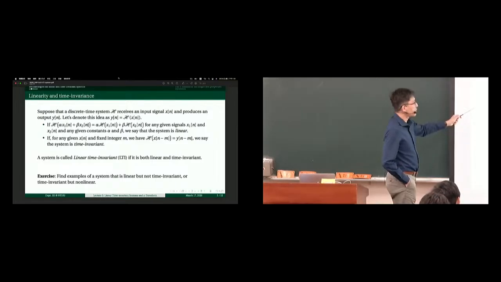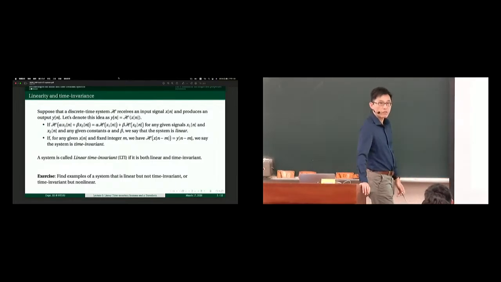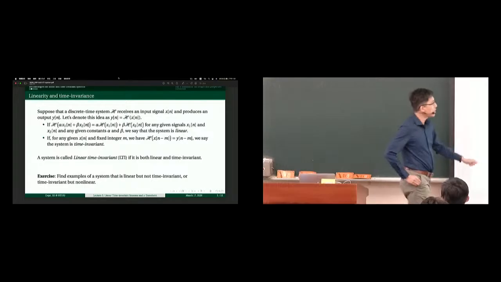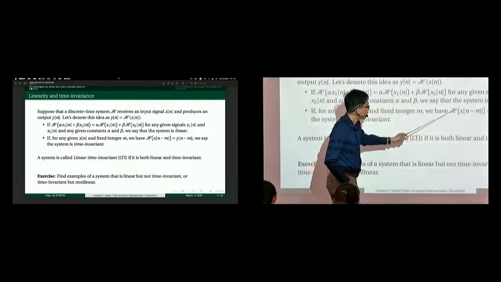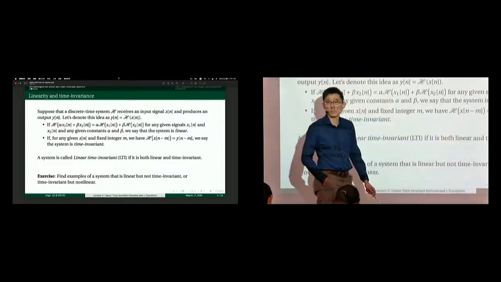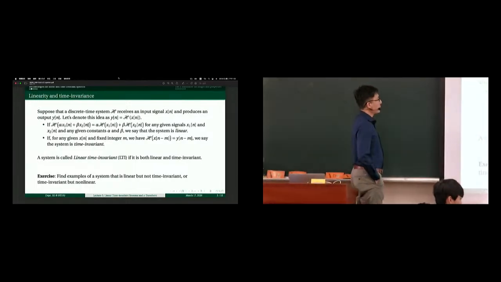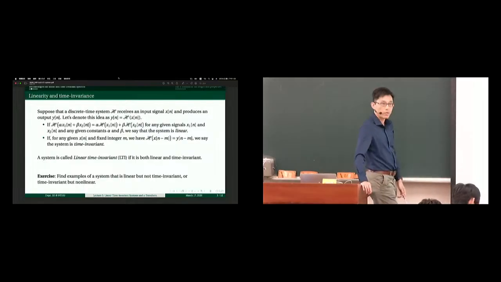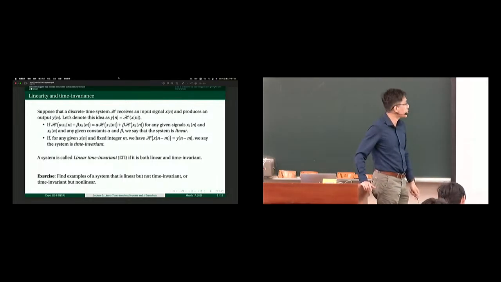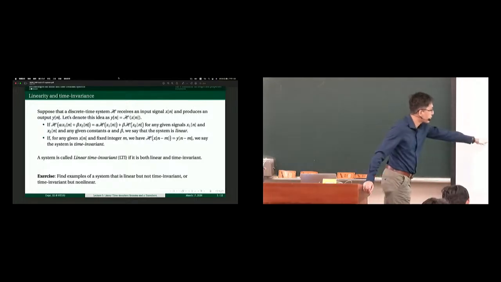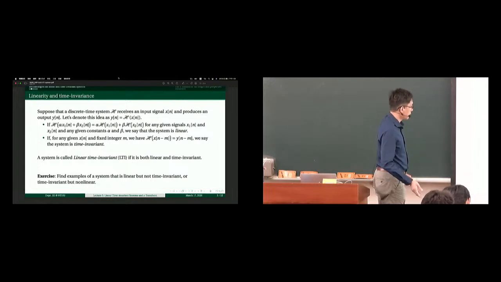I'm quite confident that you guys are familiar with the concept of linearity. And then, time invariant officially means that if we delay the input by m samples, the output is also delayed by m samples. Very simple definition, and these are definitions that we can check mathematically. So given any system, you just check property number 1, property number 2 to see if the system belongs to LTI, linear time invariant. That's the terminology.